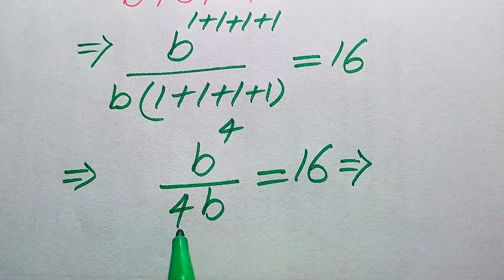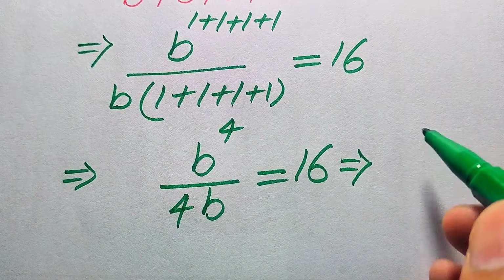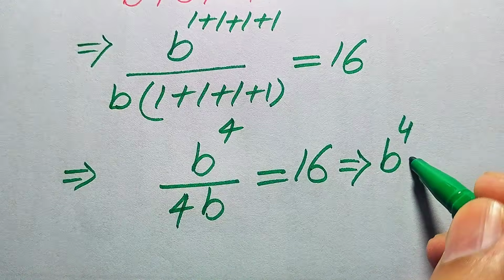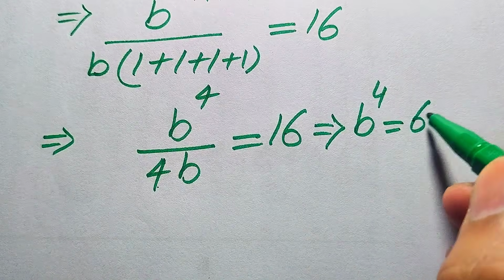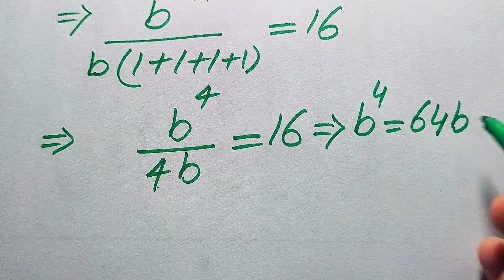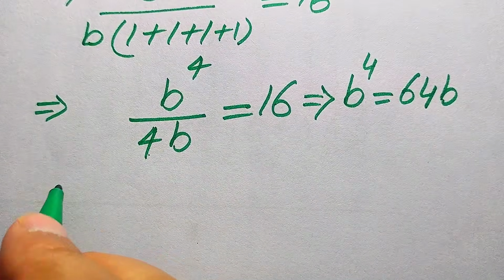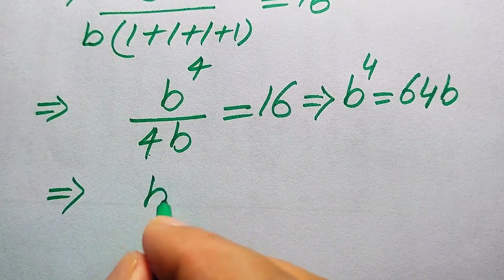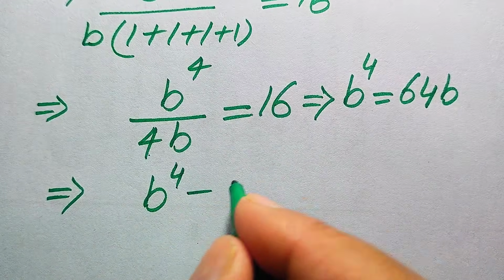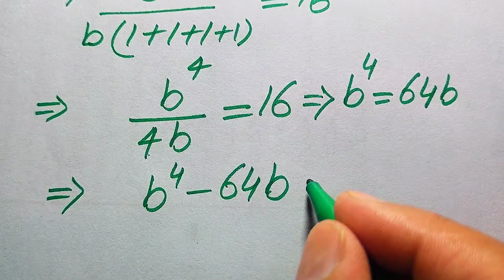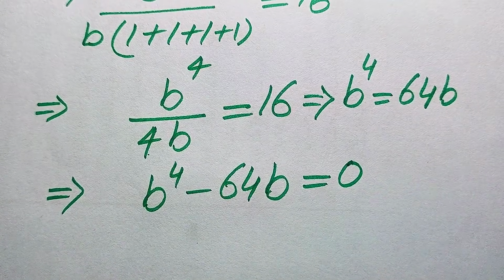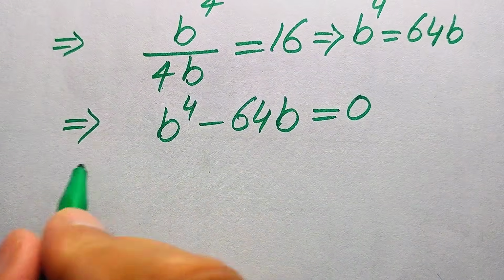And this implies that we move 4b from the left hand side to the right hand side and we obtain b to the power of 4 equals 4 times 16, which is 64 times b. And now we move 64b from the right hand side to the left hand side and we obtain b to the power of 4 minus 64b, and this whole equation equals 0.